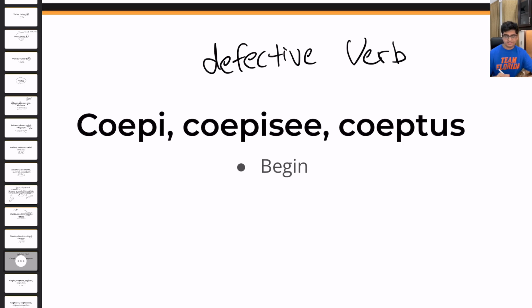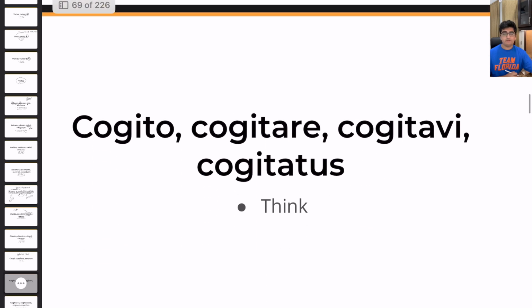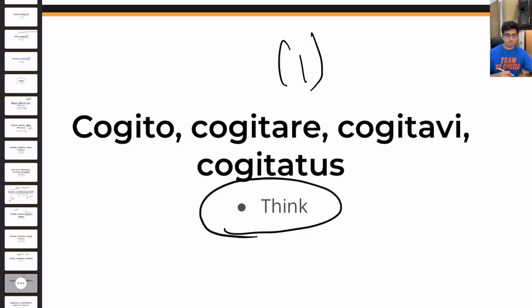And this verb basically means to begin. You will learn what a defective verb is later in your journey in Latin, but for now, understand that coepi means to begin. Now we have cogito, which is a first conjugation verb, and it basically means to think.